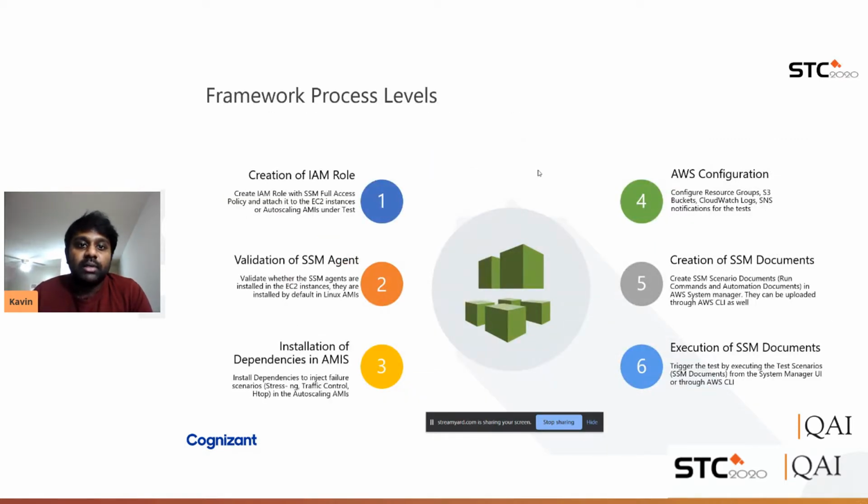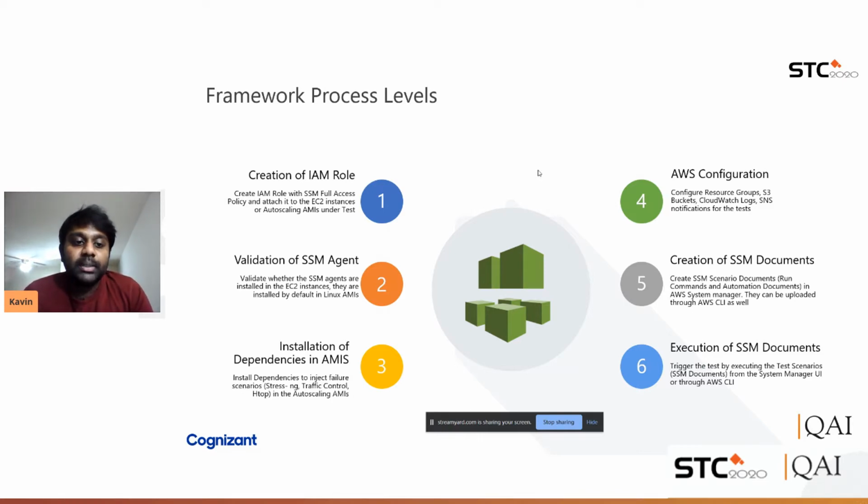Coming to the framework process level, the setup is very easy. We just need to create an IAM role which has the access to execute the Systems Manager commands. After creating an IAM role, we need to validate whether the instances have the SSM agent installed. These SSM agents allow AWS Systems Manager to communicate with the EC2 instances. By default, all the Linux-based operating system AMIs have this SSM agent. So this step can be skipped for that.